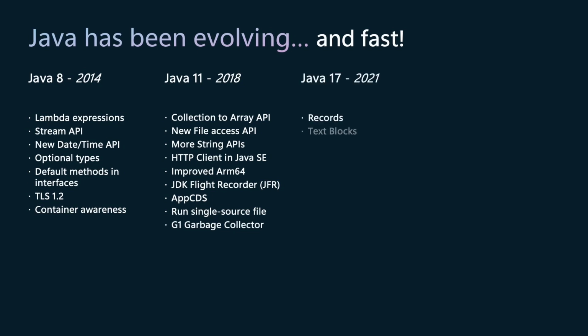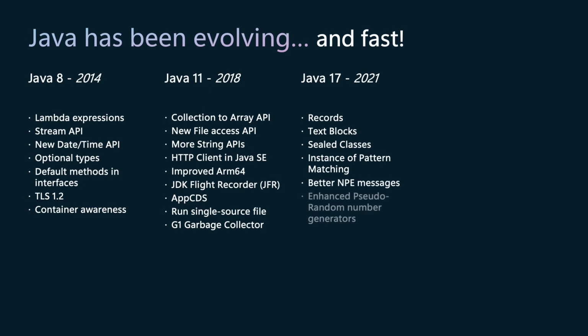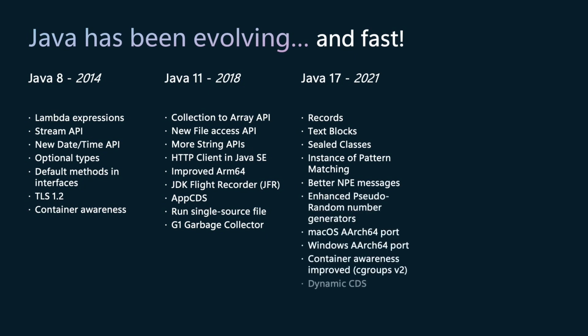Then 2021 came. Java 17 introduced a bazillion features and enhancements, and especially performance enhancements as well. So for developers, they have this new type called records, which is like a class, but it doesn't have all the ceremony of getters and setters. It's just a record type. Just provide the properties and it's an immutable type.